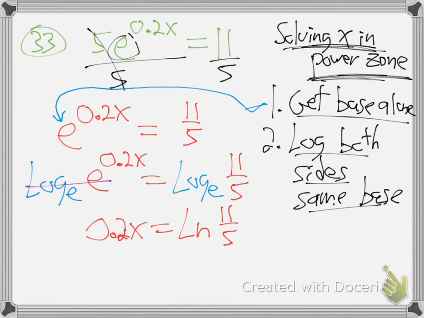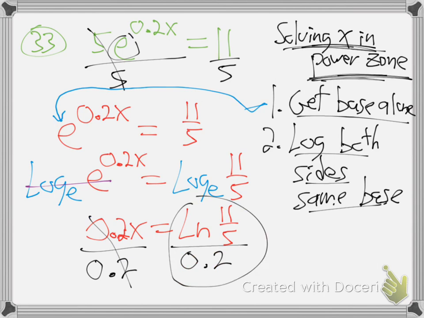Divide by 0.2. Now x is out of power. Once x is out of power, it's a piece of cake, huh? Just divide by 0.2. And that's all they want, just like that. Yeah, you can just type it in as your answer, just like that. It's all about getting x out of power, isn't it?